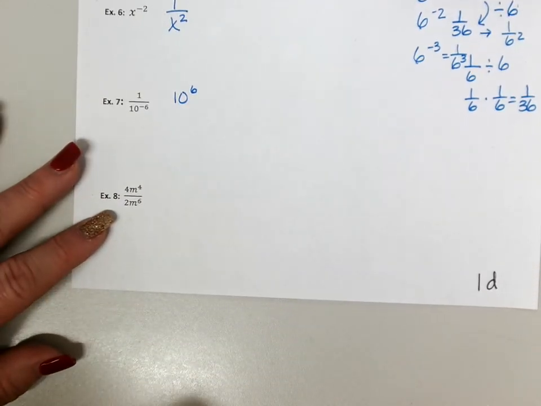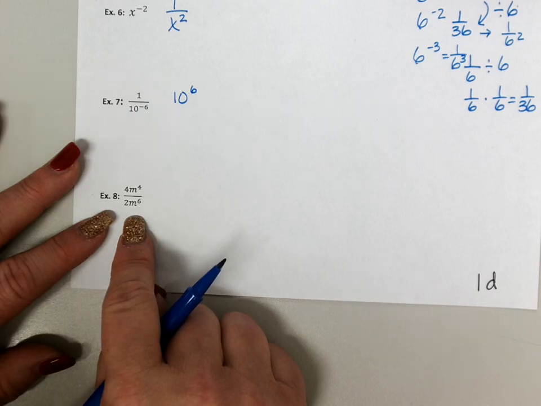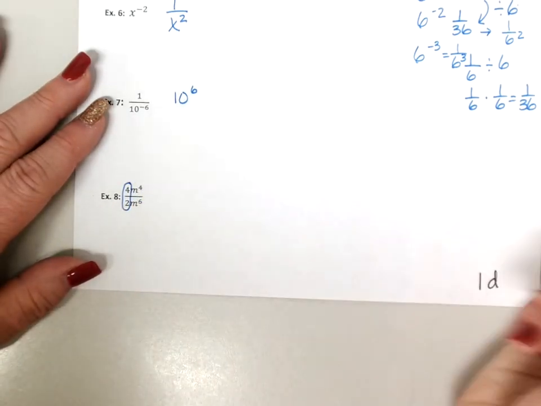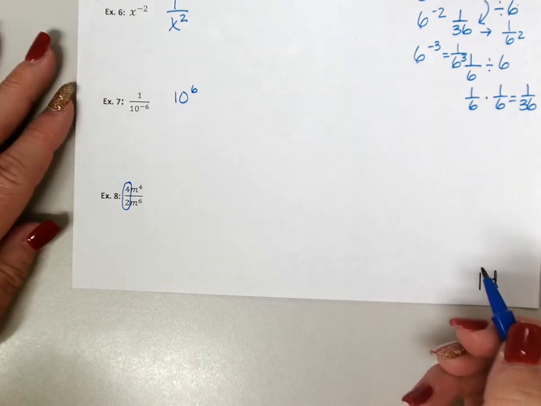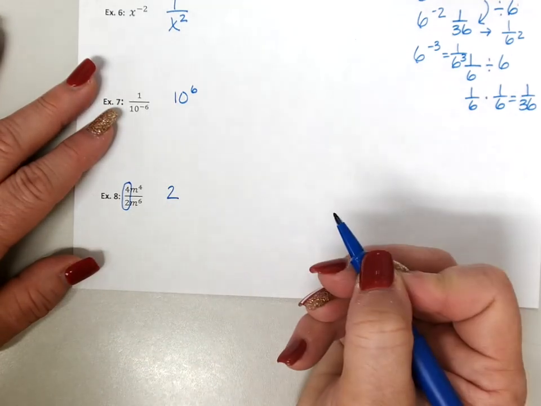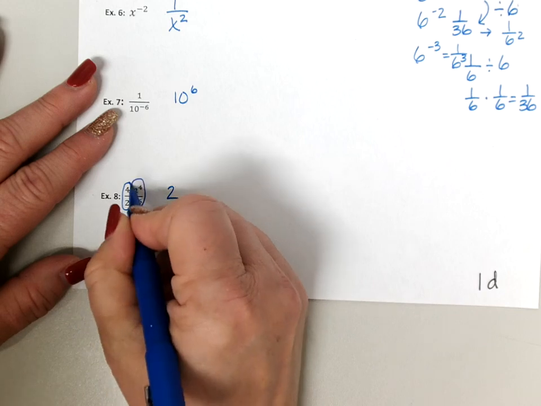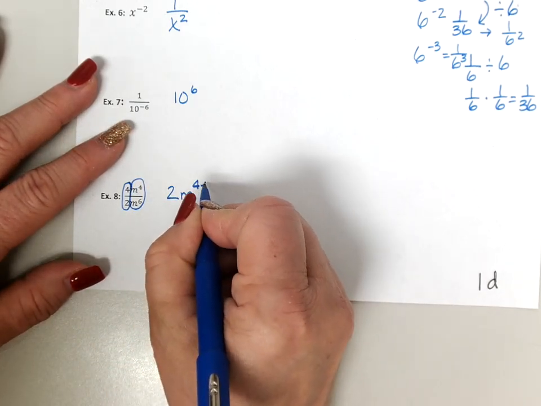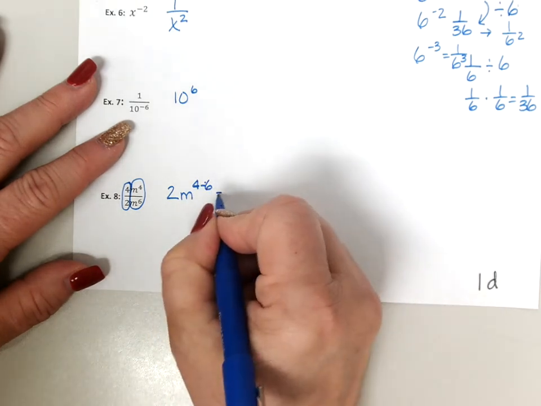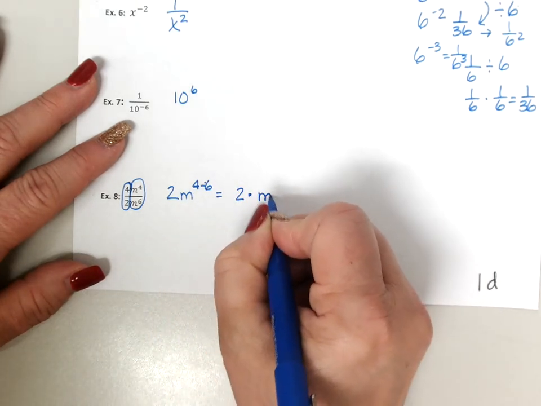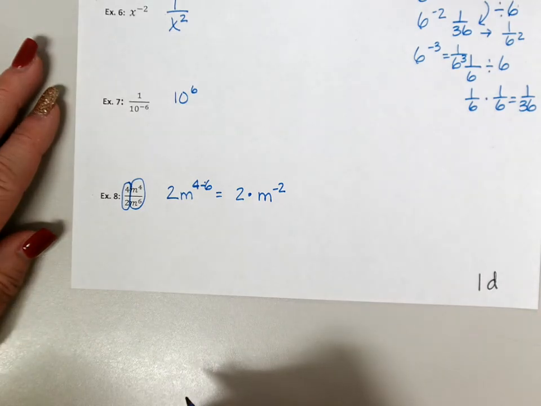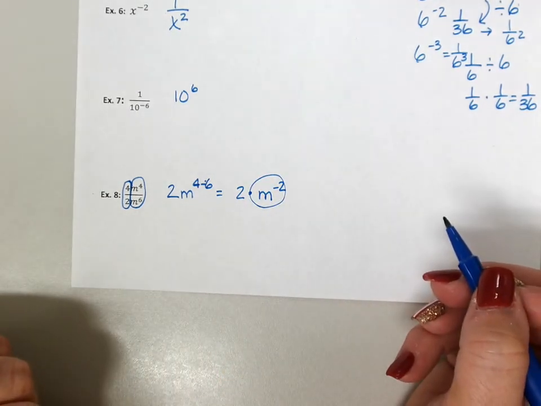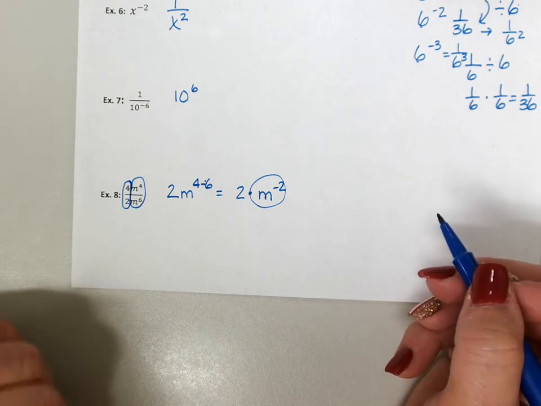All right, when we have problems like this, because it's multiplication, we can simplify the numbers. The 4 over 2. 4 over 2 is 2. Then we can do the m's. We have a 4 minus 6. Well, now I have 2 times m to the negative 2. This is the only part that is negative. The 2 is not attached to that negative because it's not in parentheses.